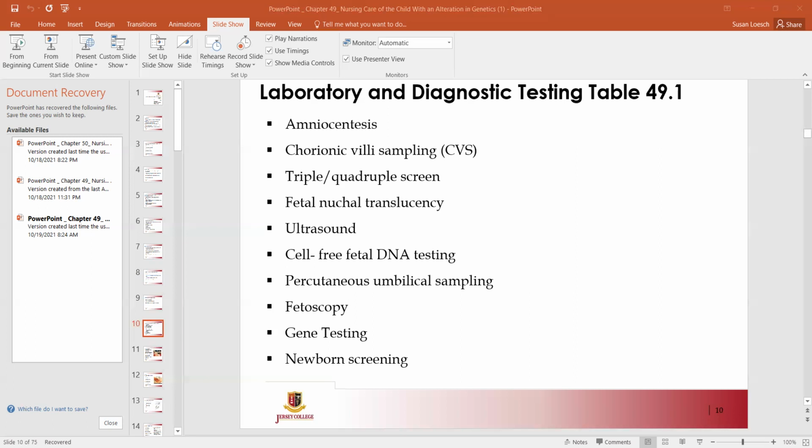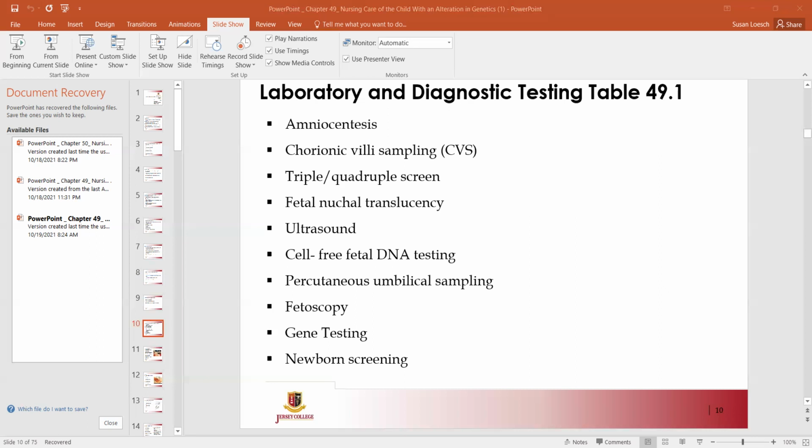Either a transcervical or transabdominal approach can be used to obtain the chorionic villi sampling specimen. In transcervical, a sterile catheter is introduced into the cervix using direct visualization with real-time ultrasound. A small part of the chorionic villi is aspirated through the catheter into the syringe.